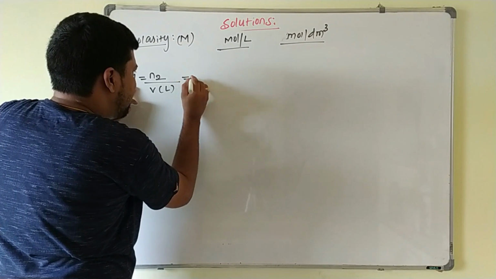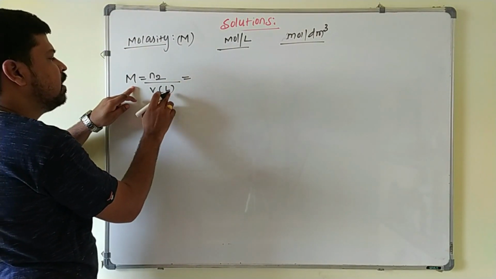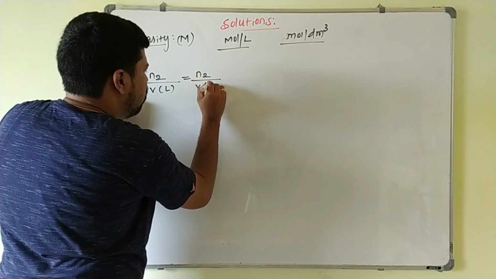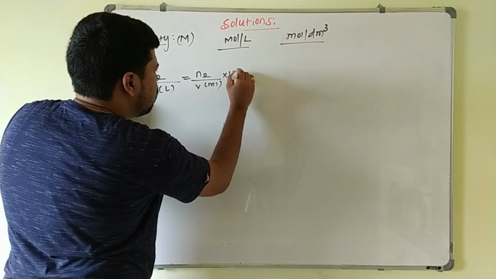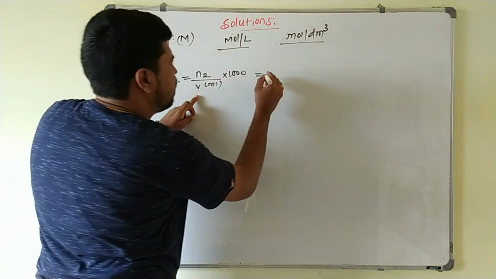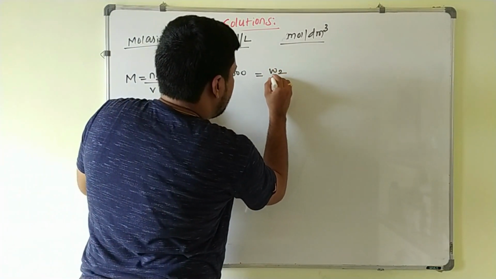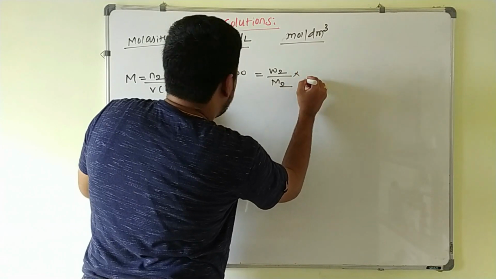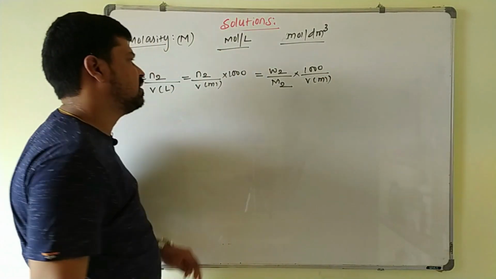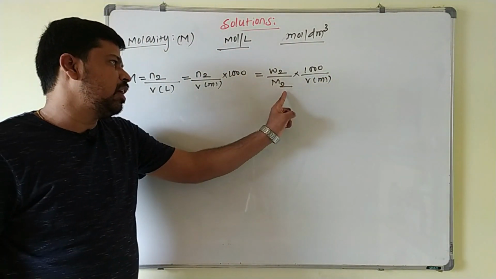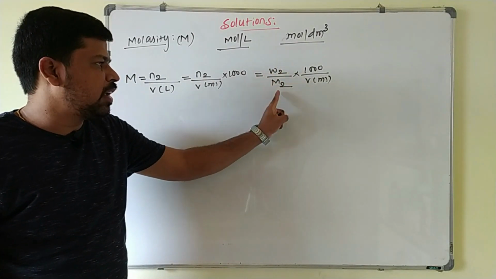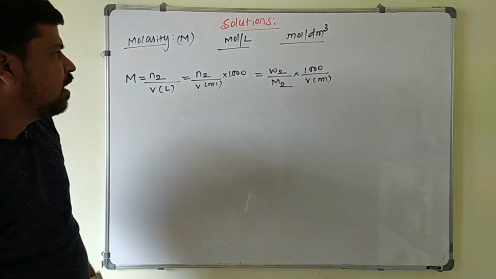This can be modified as, if you take volume in ml, then we can write it as N2 divided by volume taken in ml, into 1000. Next, what is N2 here? Number of moles of solute. N2 is W2 divided by M2, into 1000 divided by volume in ml, where W2 is the mass of solute and M2 is the molar mass of the solute. Already we have written these notations. Okay, this is in terms of ml.